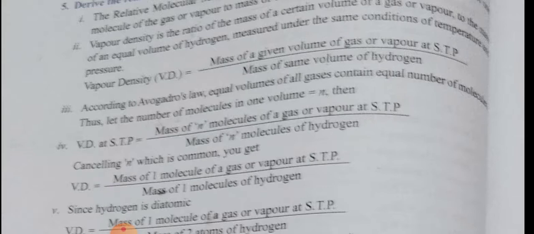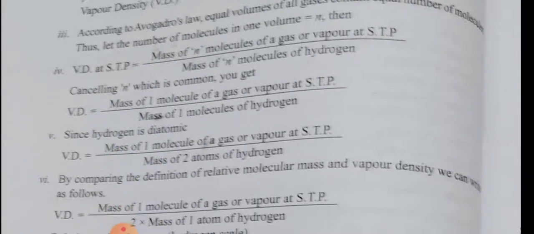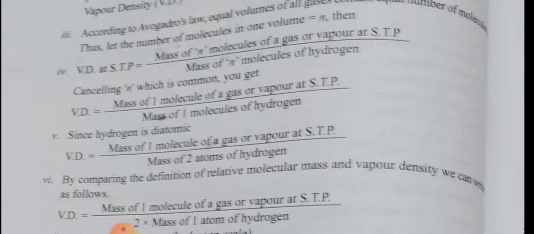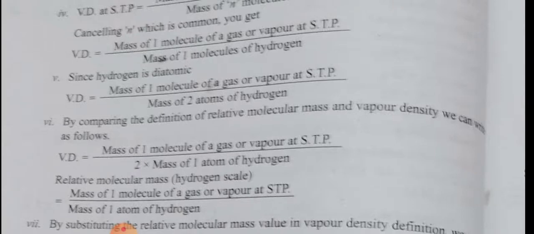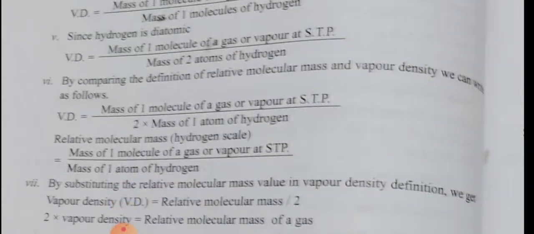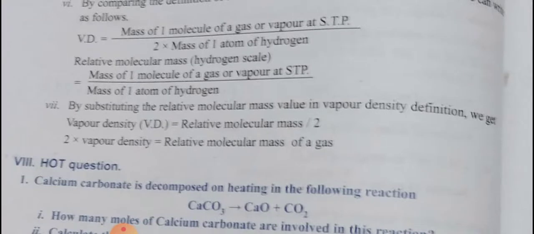We already learned 1 molecule of hydrogen is H2, the formula of hydrogen. So H2, there are two atoms of hydrogen. So we can write mass of 1 molecule of gas to mass of 2 atoms of hydrogen, and by the definition of relative molecular mass and vapor density we can write mass of 1 molecule of gas by 2 into mass of 1 atom of hydrogen. So the mass of 1 molecule of gas by mass of 1 atom of hydrogen is nothing but the relative molecular mass according to hydrogen scale. So we can write 2 into vapor density is equal to relative molecular mass of gas.